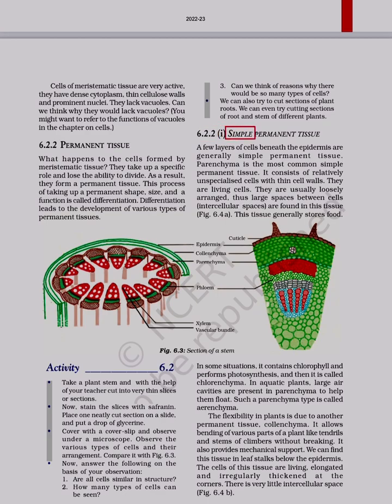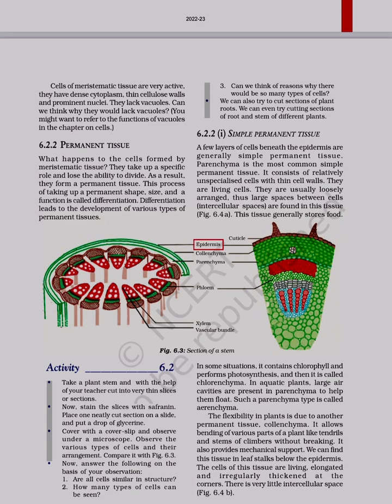6.2.2 (i) Simple permanent tissue. A few layers of cells beneath the epidermis are generally simple permanent tissue. Parenchyma is the most common simple permanent tissue. It consists of relatively unspecialized cells with thin cell walls. They are living cells. They are usually loosely arranged. Thus large spaces between cells, intercellular spaces, are found in this tissue. This tissue generally stores food.